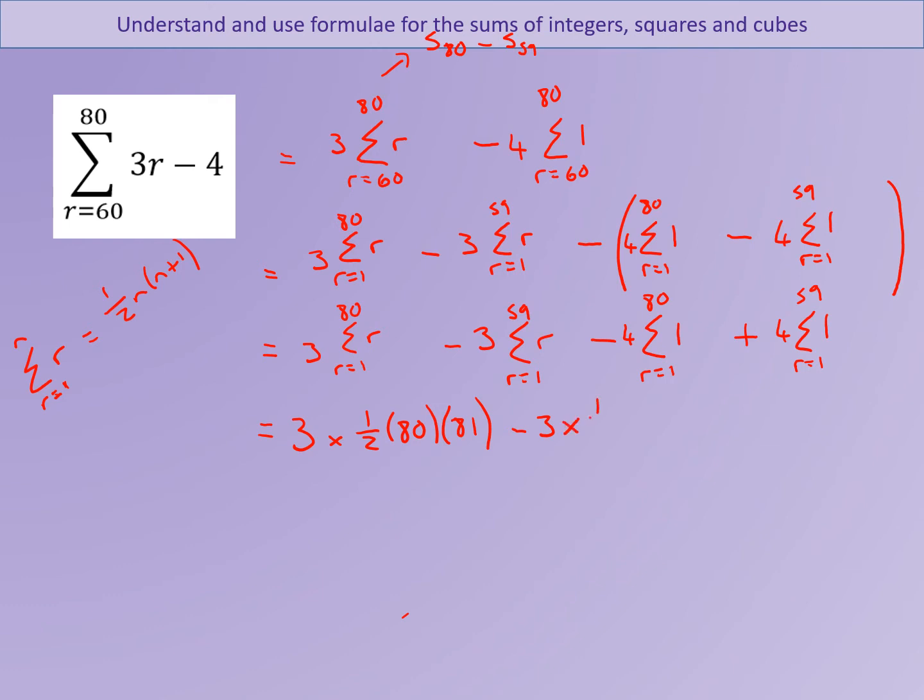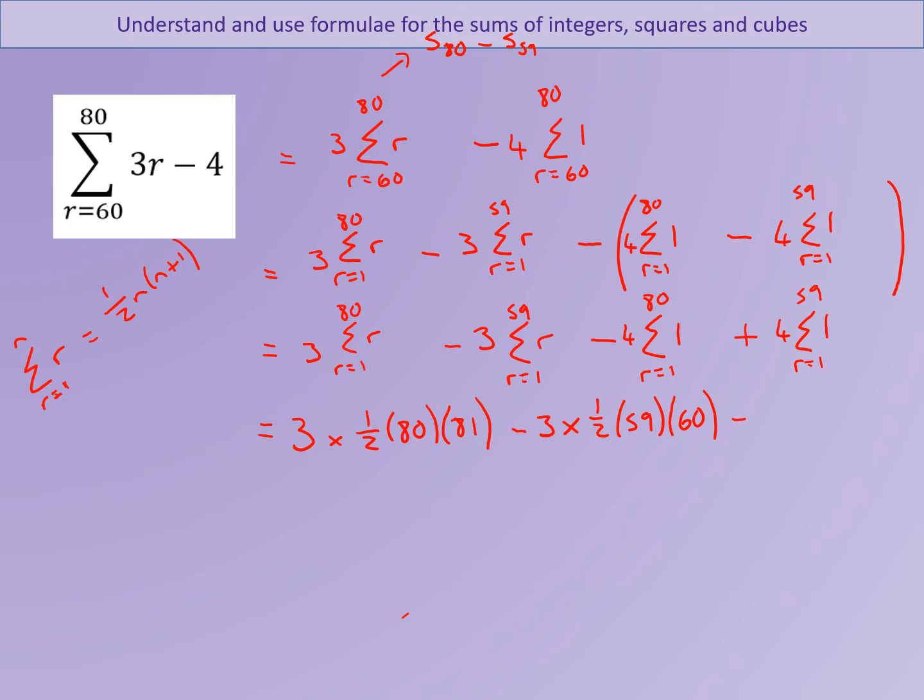So it's a half, 59, and then n plus 1 becomes 60. Now the last two are much simpler. Remember that the sum of 1, what that's saying is that you've got however many terms there are, n, so in this case 80, that's how many ones there are. So sigma 1 from r equals 1 to 80 is just going to be 80.